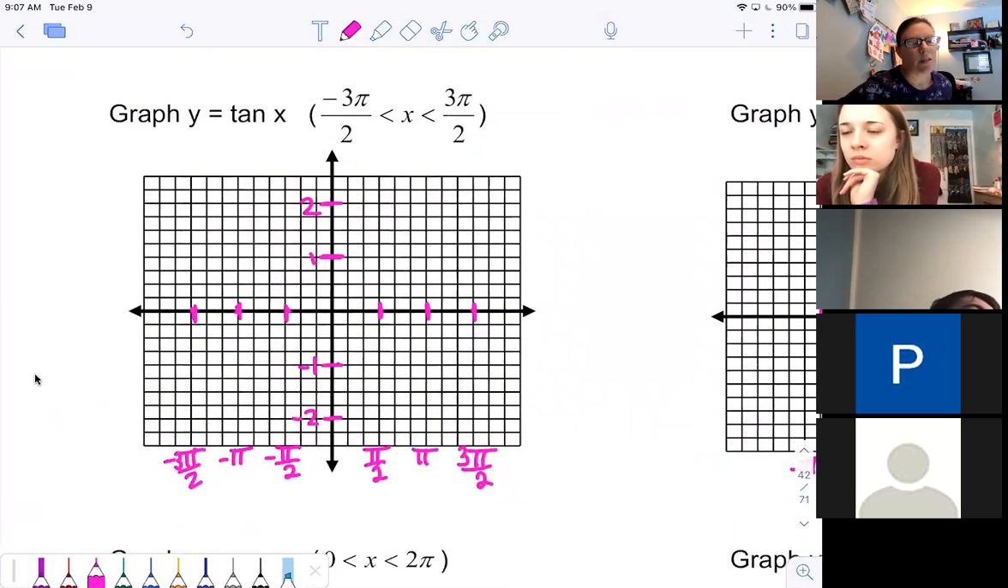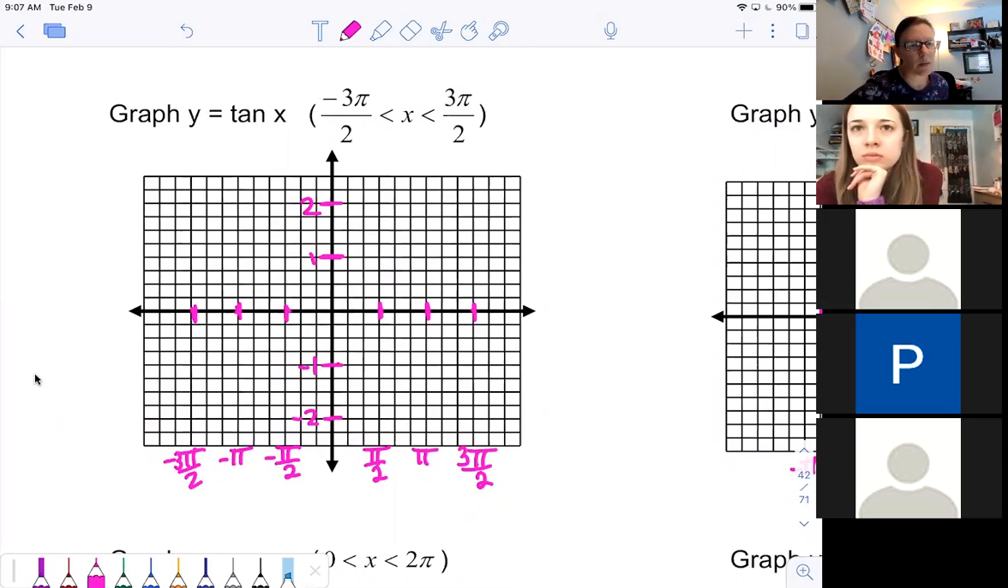Can you guys give me a thumbs up when you're done labeling? Just don't want to go too quickly. So if you're done labeling, just give me a thumbs up, please. Awesome, thank you.